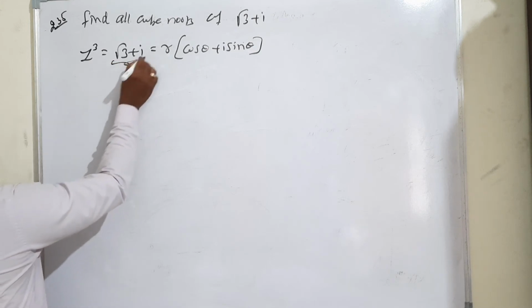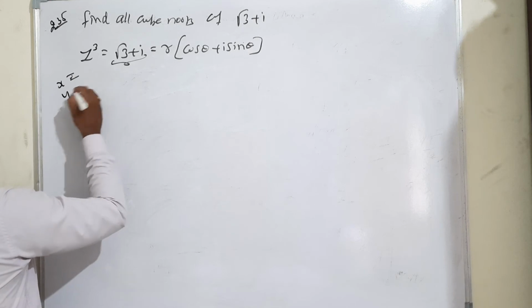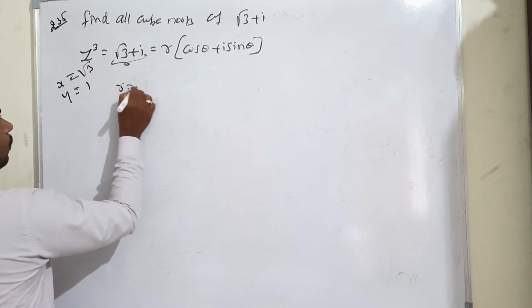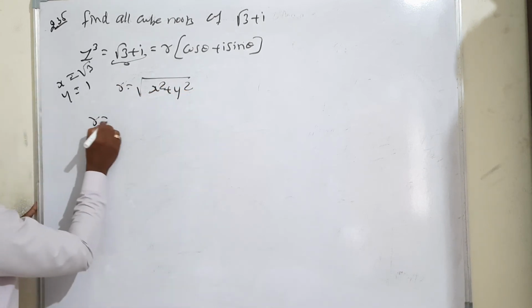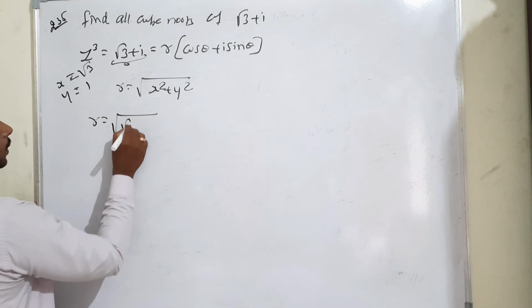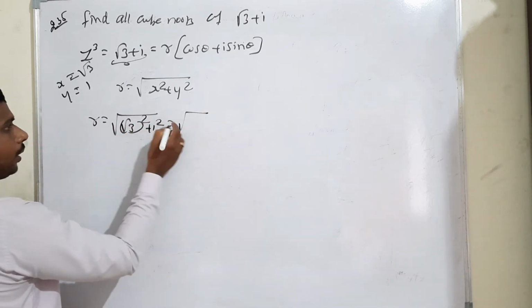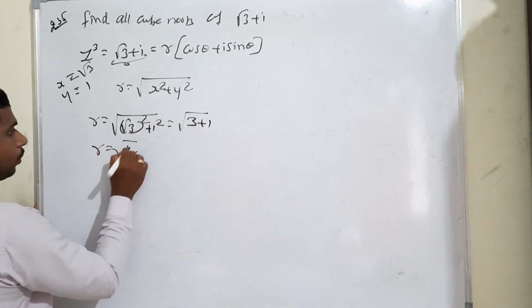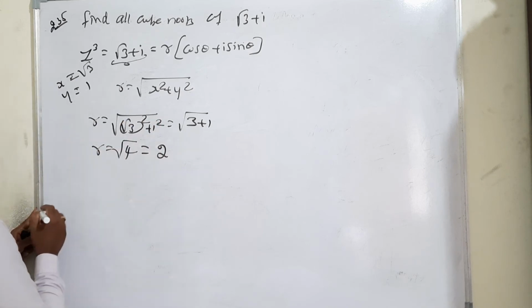Then, cos theta plus i sin theta, first we have to find out R. First we have to identify the value of x and the value of y. X value is root 3, y value is 1. Therefore R is equal to square root of x square plus y square. So R is equal to root 3 the whole square plus 1 square. Root 3 the whole square means positive 3, plus 1. Therefore R is equal to root 4, which is equal to 2. So R is over.